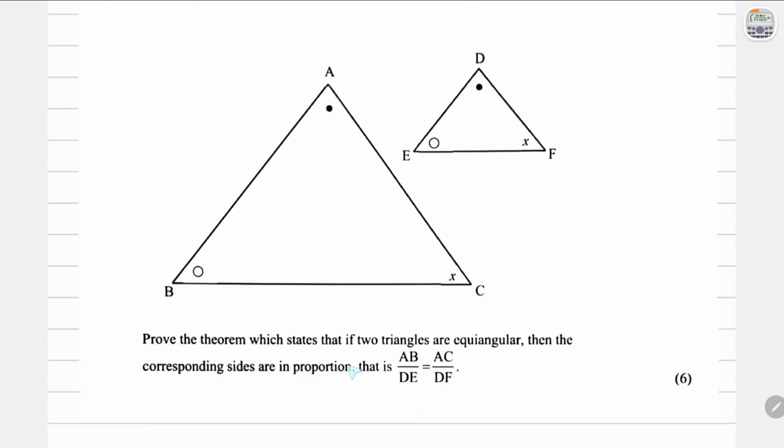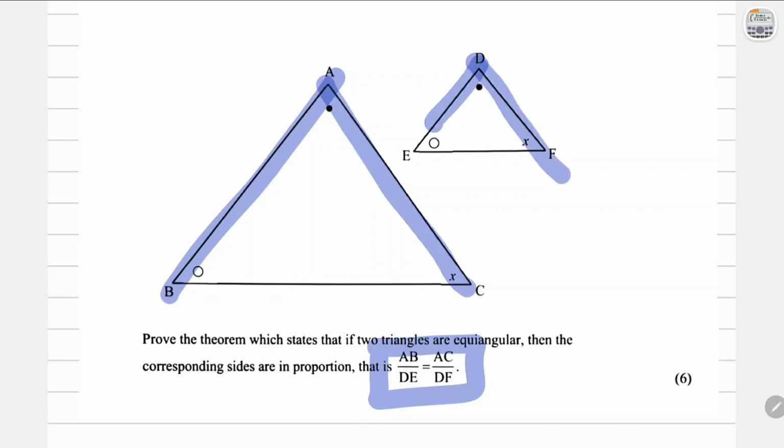So you need to prove the theorem which states that if two triangles are equiangular, then the corresponding sides are in proportion. That is, AB over DE must be equal to AC over DF. So we can just focus on that part only, okay? We don't have to prove that this is also equal to BC over EF, okay? We just have to focus on what they told us to prove.